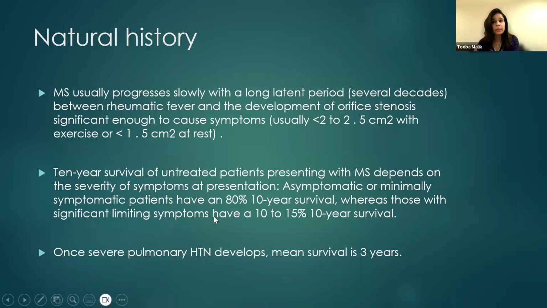And the important thing here to understand is that mitral stenosis not only affects the left side of the heart, it also affects eventually your pulmonary artery pressures and your pulmonary venous pressures. And then when it causes pulmonary hypertension, that's when things start getting out of hand, and the mean survival is only 3 to 5 years in some patients.